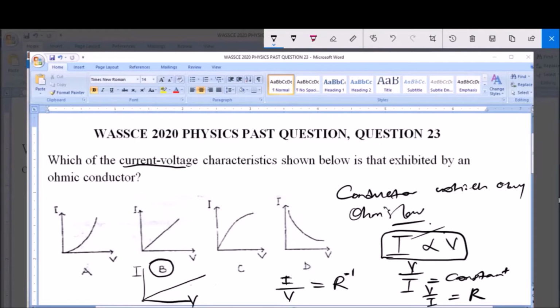So option B is the correct illustration of the characteristics of a current voltage exhibited by an ohmic conductor. So option B is the correct answer to this question.